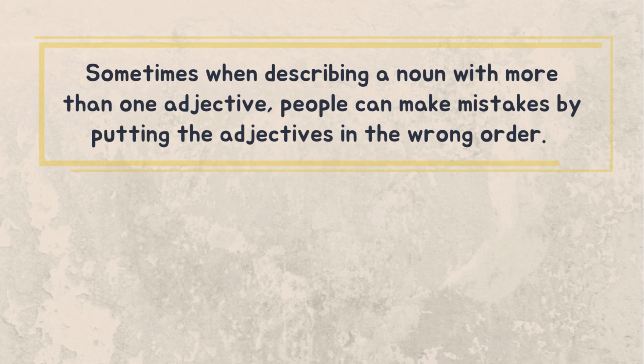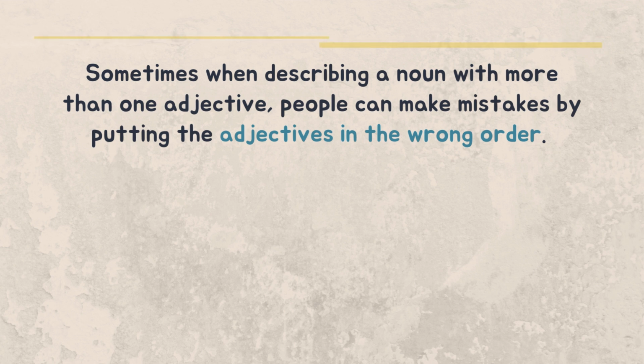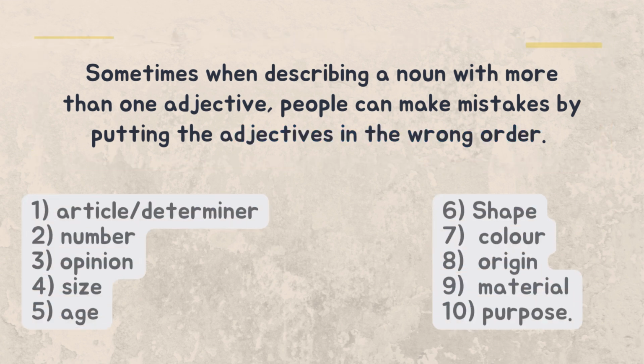Another area where people commonly make mistake with adjective is the order of adjectives. Sometimes when describing a noun with more than one adjective, student can make mistake by putting the adjectives in the wrong order. There is a specific order to follow when using multiple adjectives, and it depends on the function of the adjective. The usual order to follow is article, number, opinion, size, age, shape, color, origin, material, and purpose.